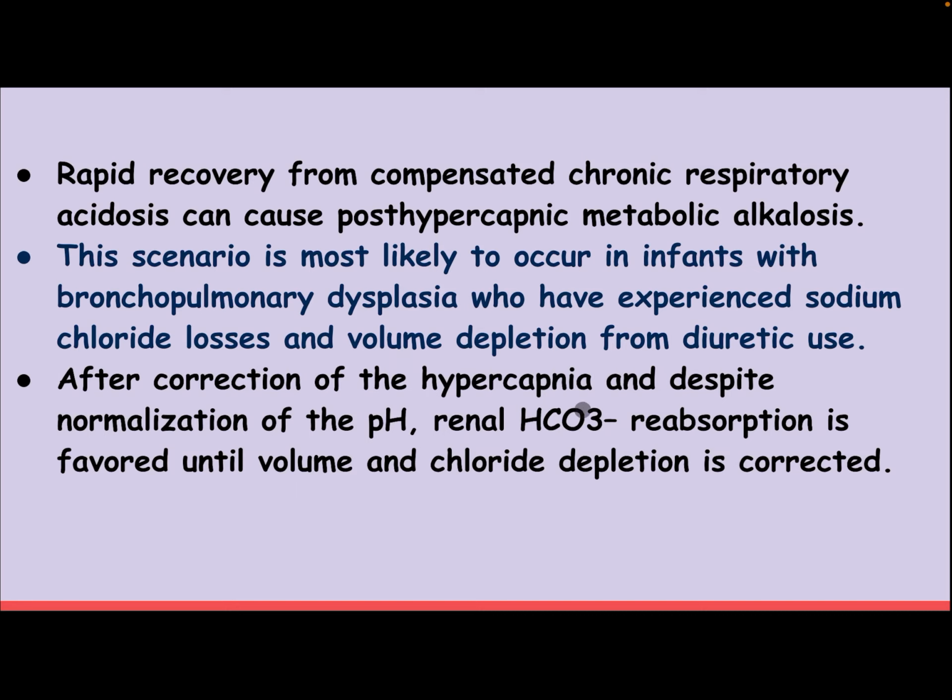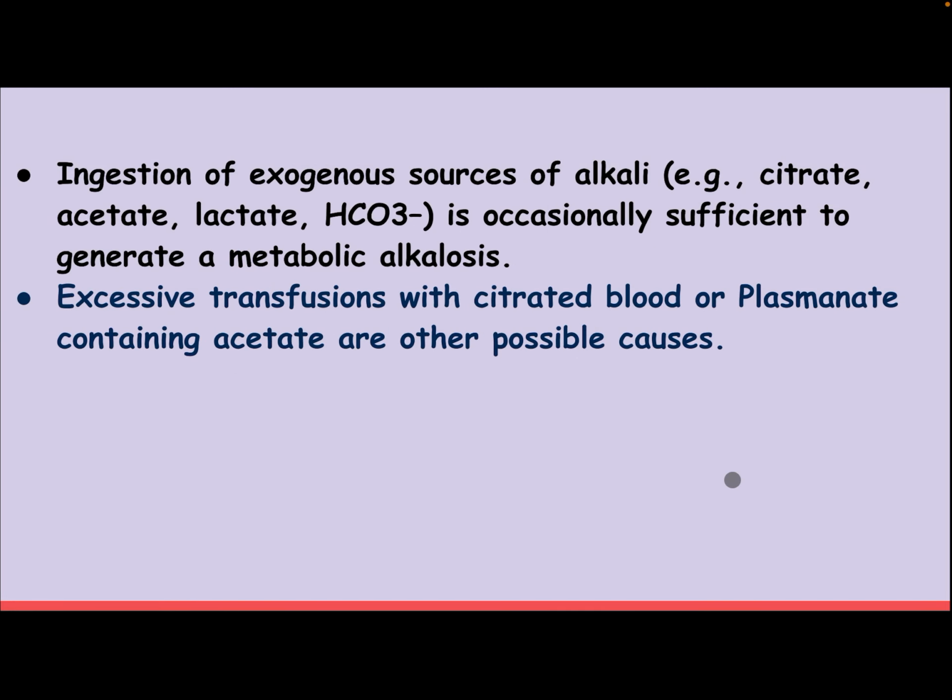After correction of the hypercapnia and despite normalization of the pH, renal bicarbonate reabsorption is favored until volume and chloride depletion is corrected. Ingestion of exogenous source of alkali, citrate, acetate, lactate, bicarbonate, is occasionally sufficient to generate metabolic alkalosis. Excessive transfusion with citrated blood or Plasmanate containing acetate are other possible causes.